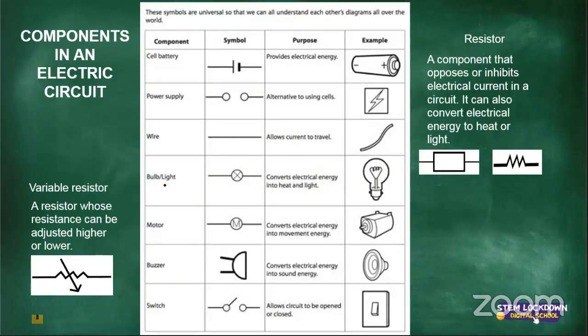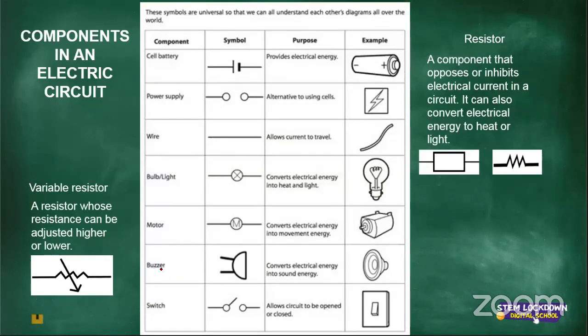Then we have a light bulb. This is the symbol, and this is how it looks in real life, and it converts electrical energy into heat and light. Then we have a motor. This is the symbol for a motor, but we're not going to get into that in this lesson. This is how it looks in real life, and it converts electrical energy into movement energy. So it allows a device to move, like remote control cars and stuff. You would have to have a motor.